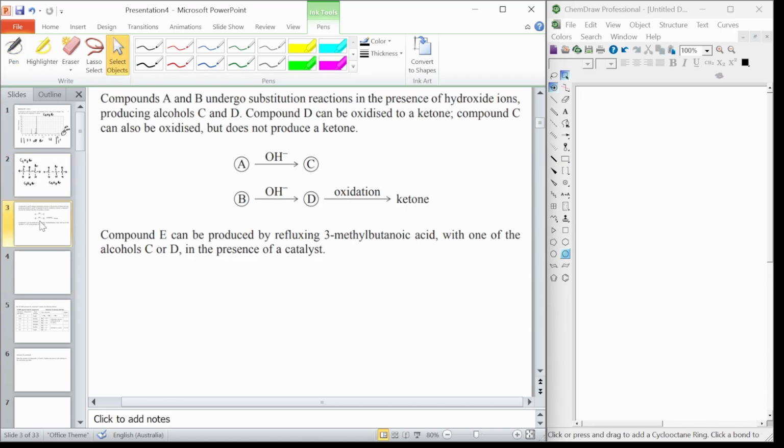Compounds A and B undergo substitution reaction in the presence of hydroxide ions. This part is a substitution reaction. Br is going to be switched to hydroxide, producing alcohols C and D. Compound D can be oxidized to a ketone. Compound C can also be oxidized, but not to produce a ketone.